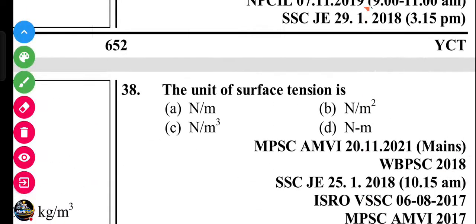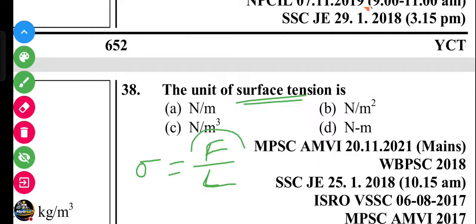What is the unit of the surface tension? If you know, then comment the answer. We know the surface tension equals surface tension force by length. The unit of force is Newton, and the length is meter. Newton per meter is the answer. A is the answer.